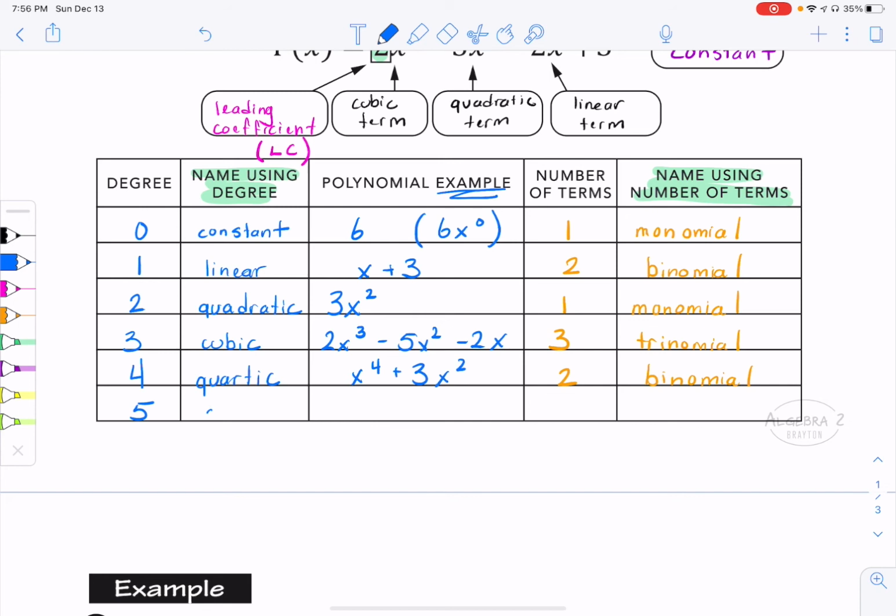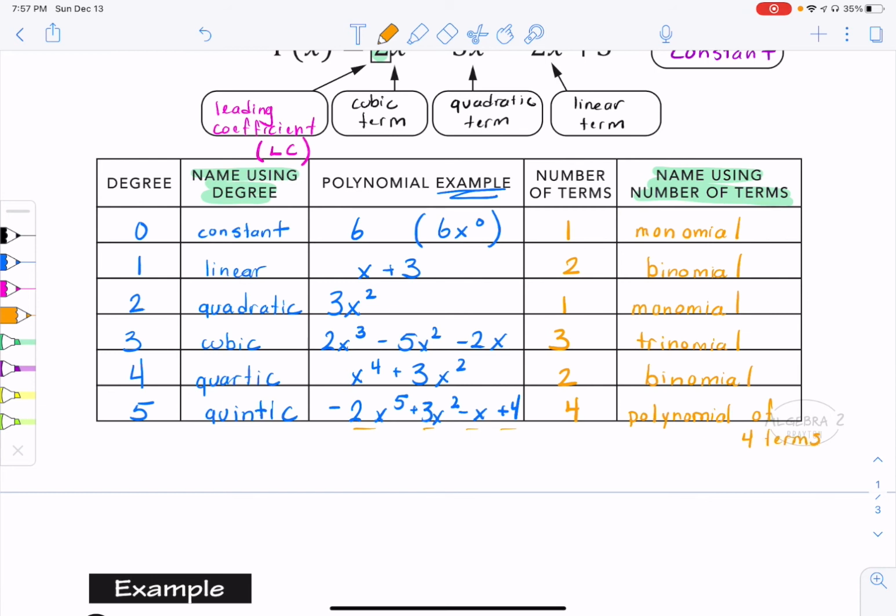A degree of 5 is called a quintic function. It's Q-U-I-N-T-I-C. I could have an example of negative 2x to the 5th plus 3x squared minus x plus 4. This particular example is 4 terms. So we don't have a specific name for a polynomial with 4 terms, so we say polynomial of 4 terms. So anything over 3 is just going to be named polynomial of 4 terms.